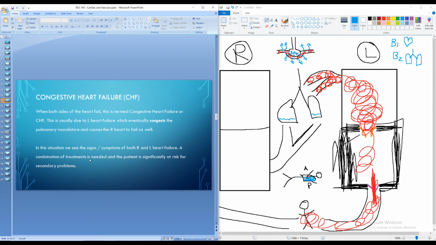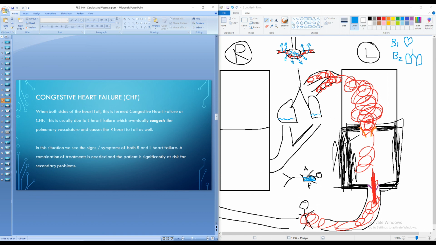The whole congestive part of it, it's arguable that all of these heart failures are due to congestion. I mean, you're congesting the vessels on one side or the other, and it's causing the heart to fail. But that term CHF really is used to describe the fact that the left heart is congesting the right side of the heart. So I have all this backup drawn right here.